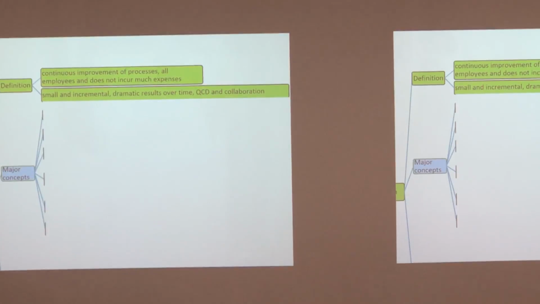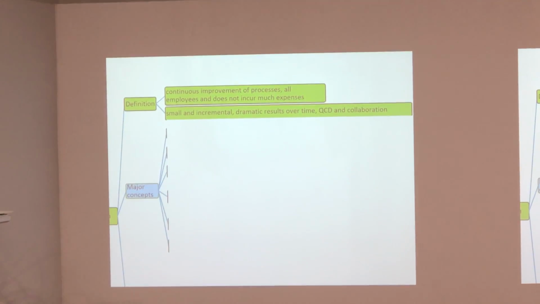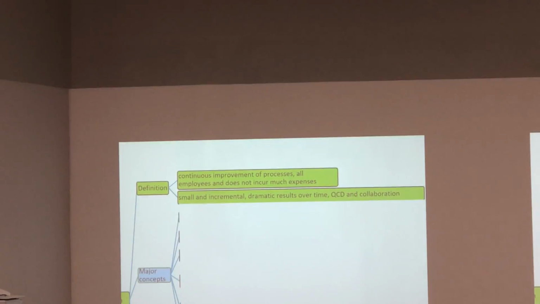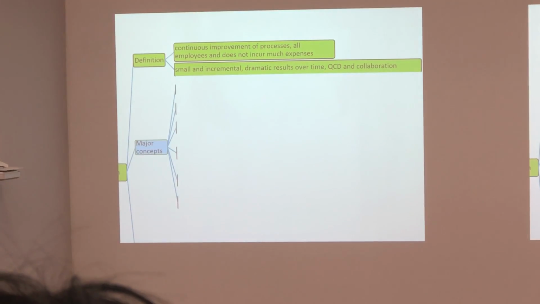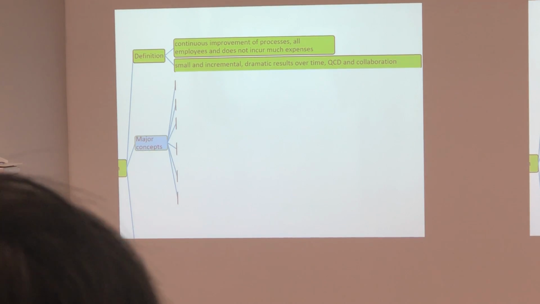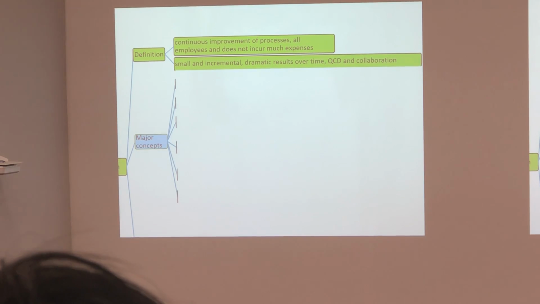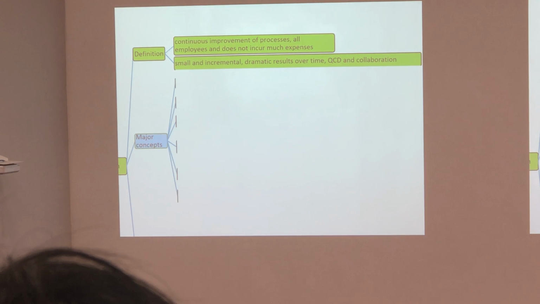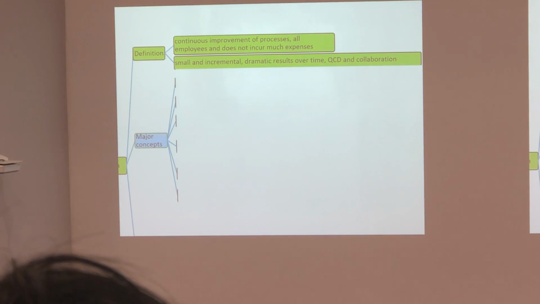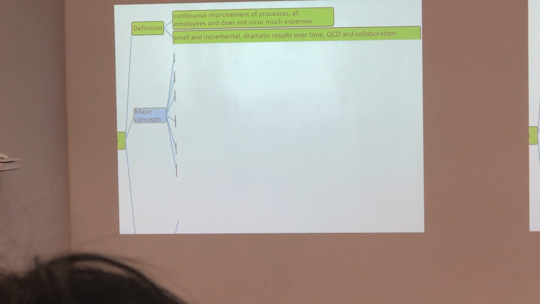Okay, so for the definition, we mentioned the Kaizen way is the continued improvement of the process. All employees and the documents are involved, and it does not incur much expenses. So that is the main point, the difference between Kaizen and other methods. And small increments bring dramatic results over time, and QCD and the collaboration. All these are the Kaizen concept. It helps us to differentiate Kaizen from other methods. Let's see the next one.